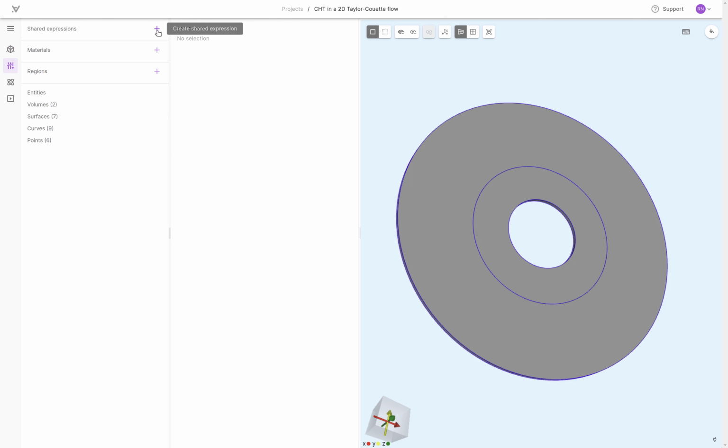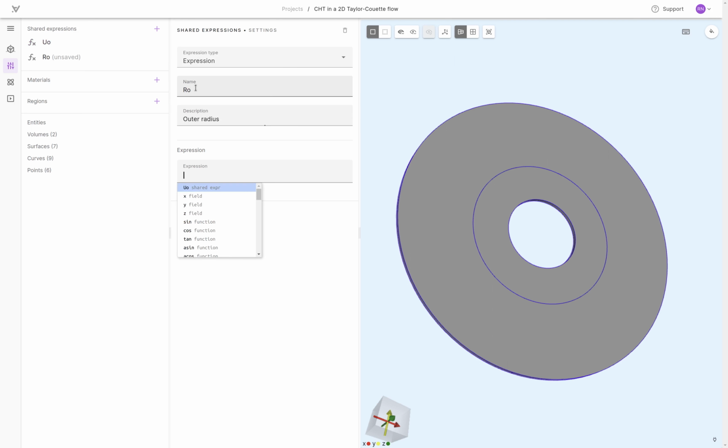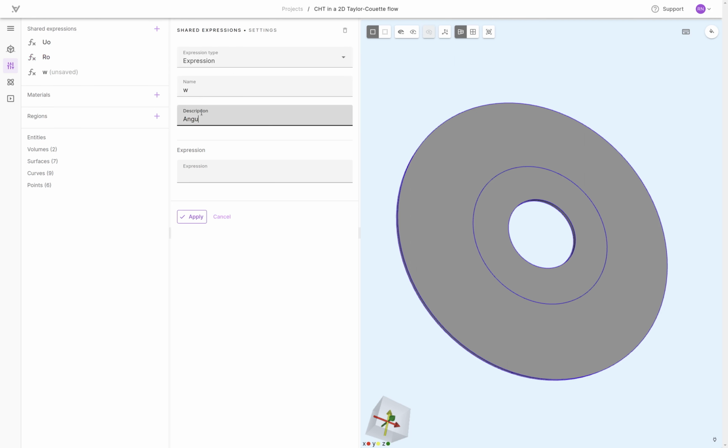Here we'll first define some shared expressions where some of the simulation parameters which were mentioned earlier would be defined, starting with UO, which is the tangential velocity, and its value was 2 meters per second. Then we define RO, which is the outer radius, and was equal to 1.8 meter. Then we define the angular velocity variable at the outer radius, and this will be defined by UO divided by RO.